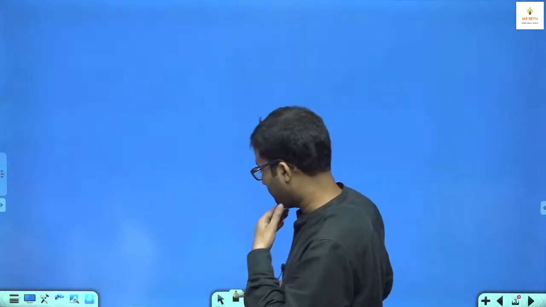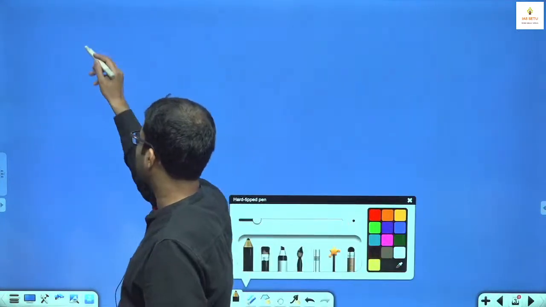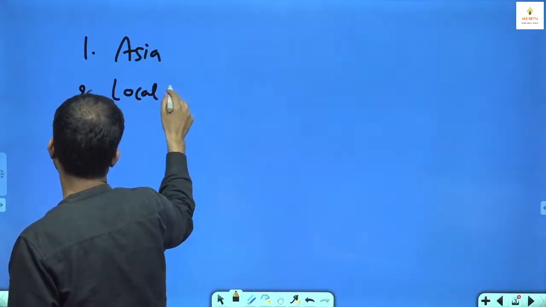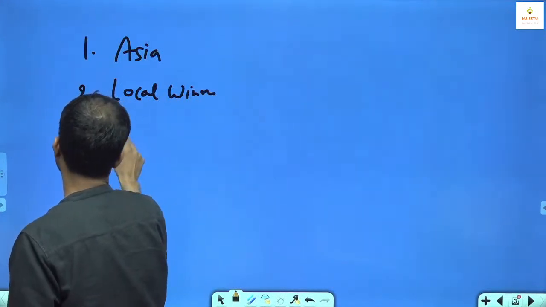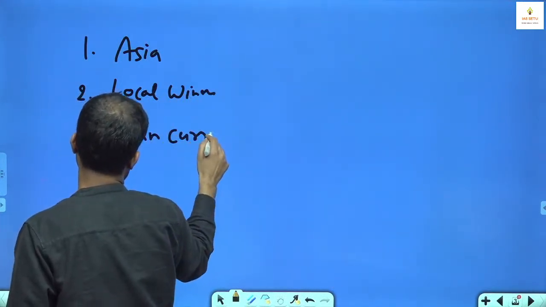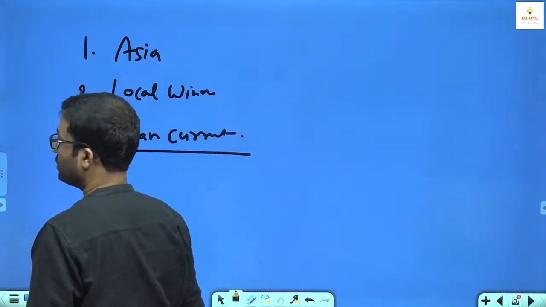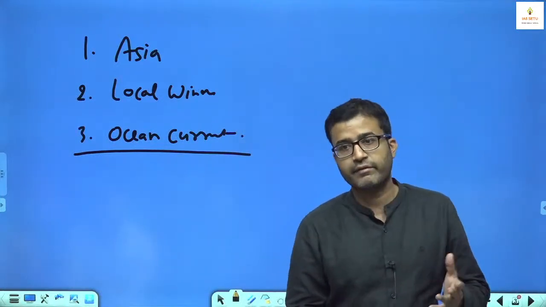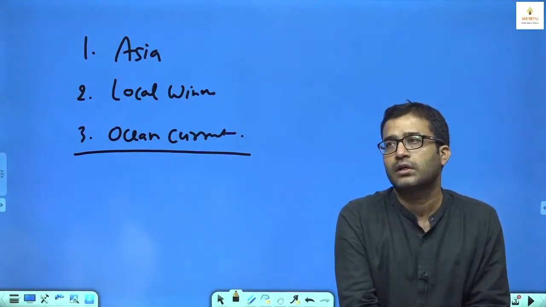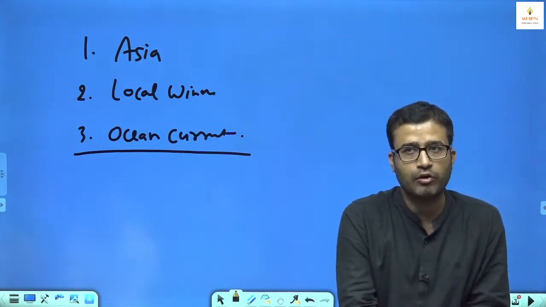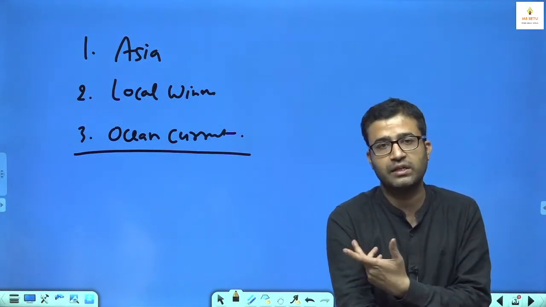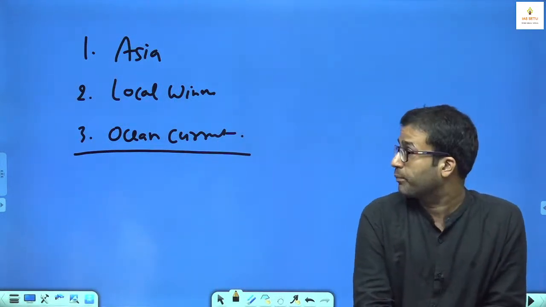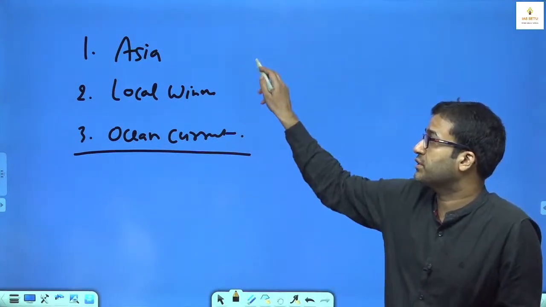Now here, as far as the world map is concerned, we are left with Asia. We will do local winds. We will do ocean currents. The rest, a list of temperate and tropical grassland, I will provide you. Quickly I will discuss. Straight, I will give the handout for that. If you want me on a single map, I can discuss important states with you. And later on we will do places in news.